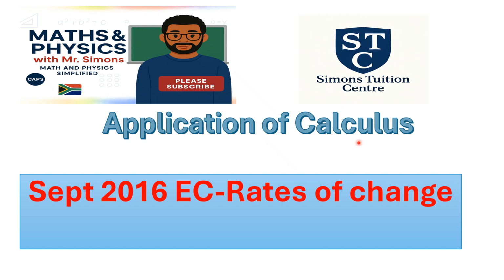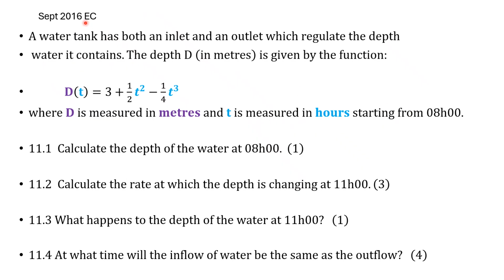Today's lesson on application of calculus, September 2016, Eastern Cape paper. We're looking at rates of change. A water tank has both an inlet and an outlet which regulate the depth of water it contains. The depth D in meters is given by the function D(t) = 3 + (1/2)t² − (1/4)t³, where D is measured in meters and t is measured in hours.